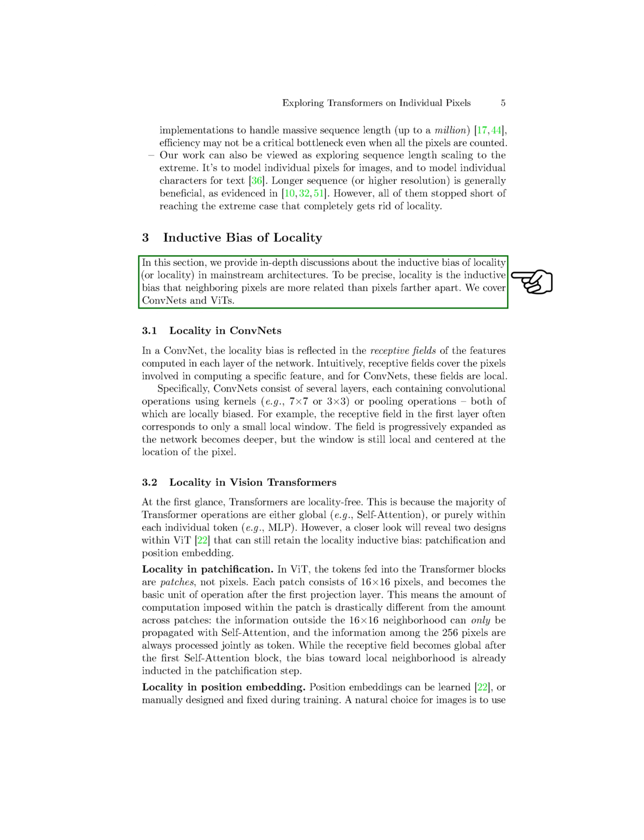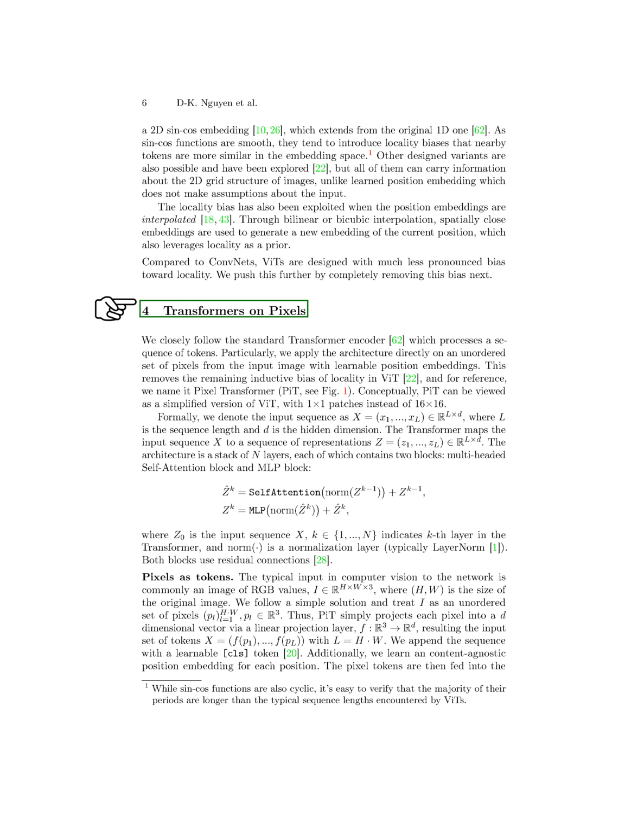By applying the transformer architecture directly to an unordered set of pixels with learnable position embeddings, PiT removes the remaining locality bias in ViT. Conceptually, PiT can be seen as a simplified version of ViT, using 1x1 patches instead of 16x16. The transformer processes the input sequence to generate representations through a stack of layers, each containing self-attention and MLP blocks with residual connections. Our systematic analyses highlight the importance of resolution over locality in enhancing ViT performance.